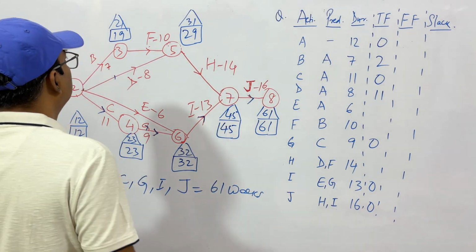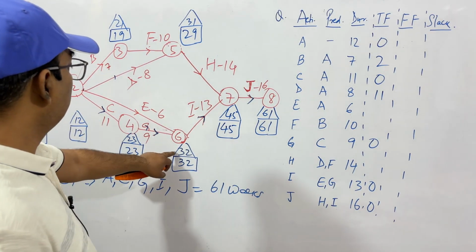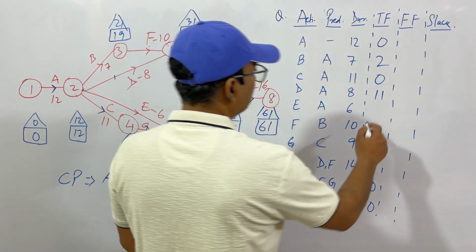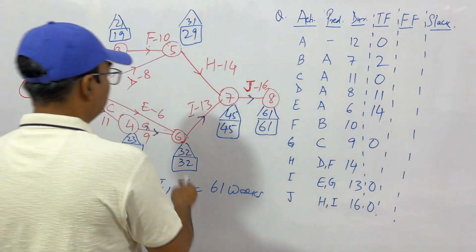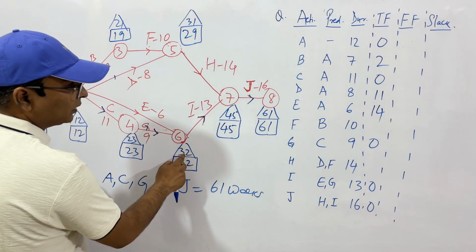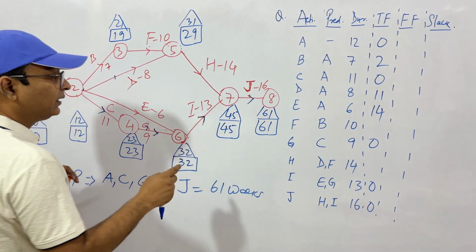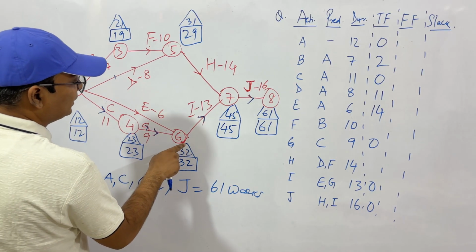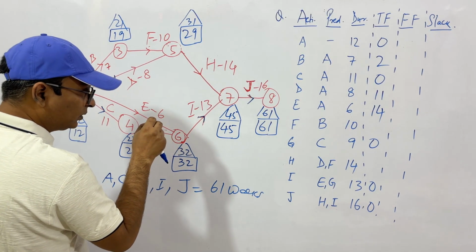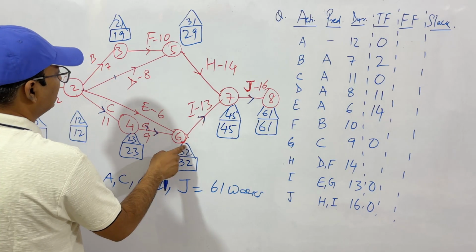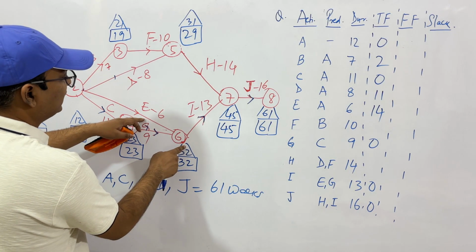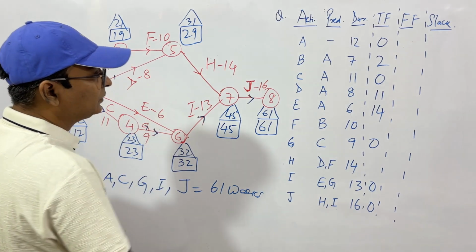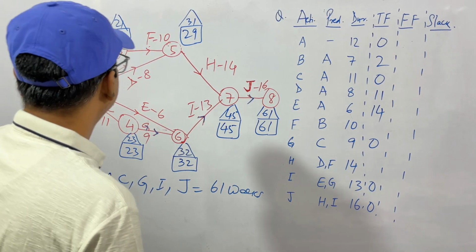Then we have E. Where is E? See, 32 and 12. So 20 minus 6 is 14. This will be 14. From backward pass, what do we get? We get 32 is the latest day of completion. On the 32nd day, this has to be completed. It takes only 6 days. So it can start on the 26th day also. This is the gap.